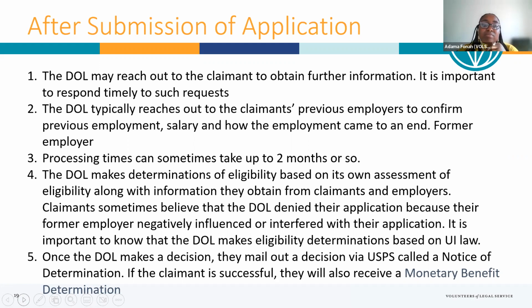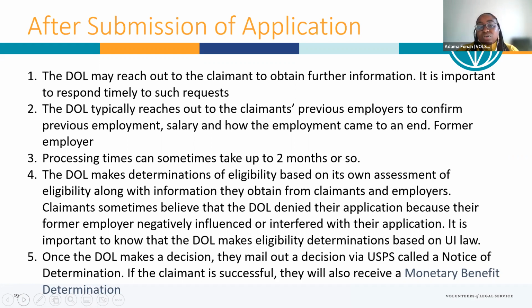So processing times can sometimes take up to 2 months or so for the application after it's been submitted. The DOL actually makes the determination on eligibility based on the assessments of the eligibility along with those 4 factors. So they meet those 4 factors that were mentioned earlier, and it also depends on the UI law as well. So once the Department of Labor makes the decision, they mail that out to the clients, and if they are successful, they'll receive a monetary benefit determination.